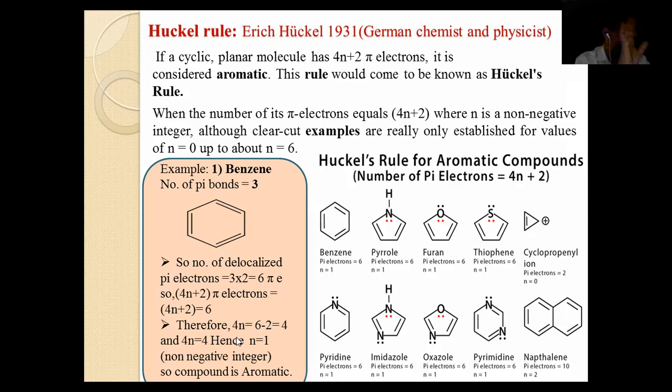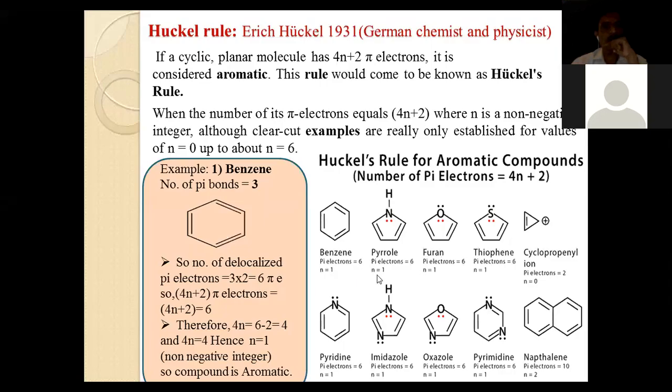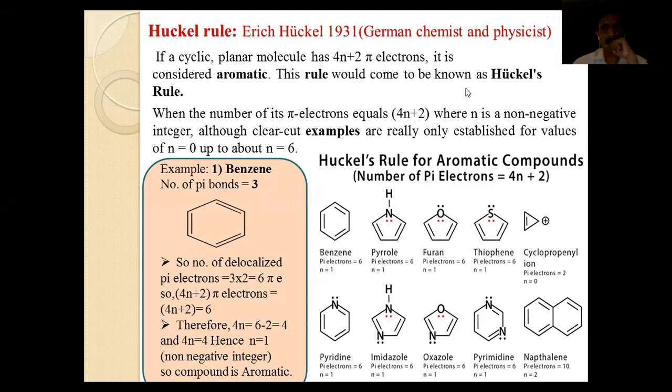Okay, if you calculate the number of pi electrons, and if you put the value of pi electrons in the Huckel rule, that is 4n+2 pi electrons, if the equation is solved and the value of n is non-negative and it should be integer, not a fraction number, then such type of organic compounds are called as aromatic. Okay, are called as aromatic. Huckel rule is very important. So one by one I will discuss with you some examples of Huckel rule here.